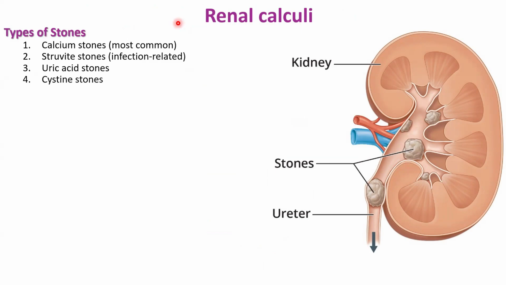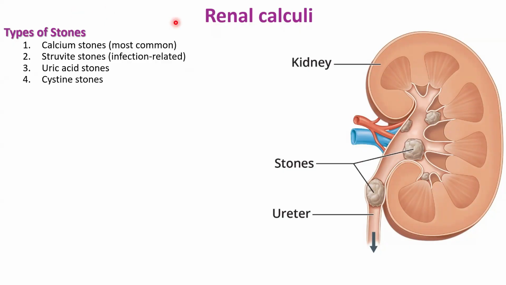Renal calculi, remember we saw this. We said that they're actually renal stones. So what are renal stones? Renal stones are stones that are found in the renal system, and they can have various morphologies and come from various places.